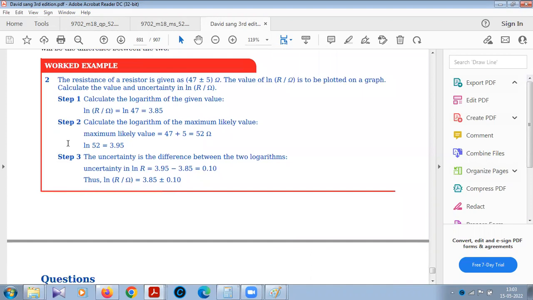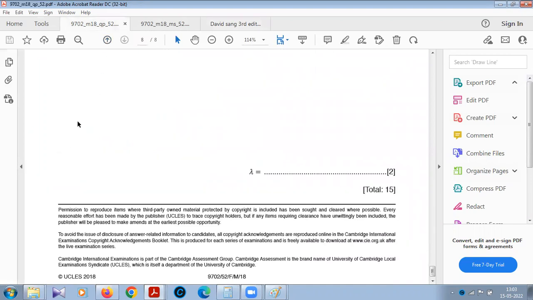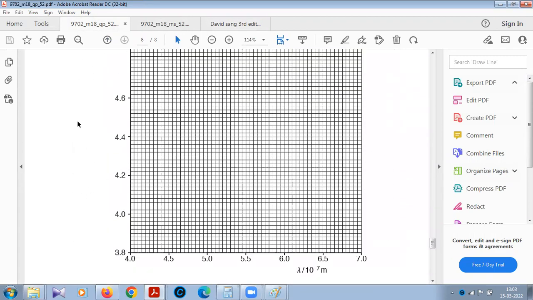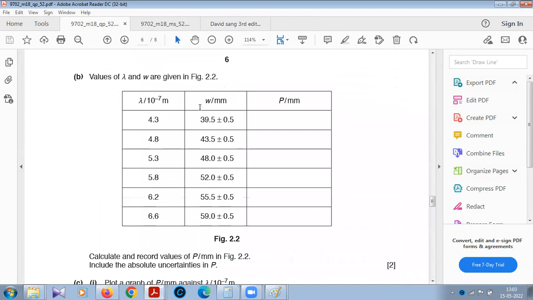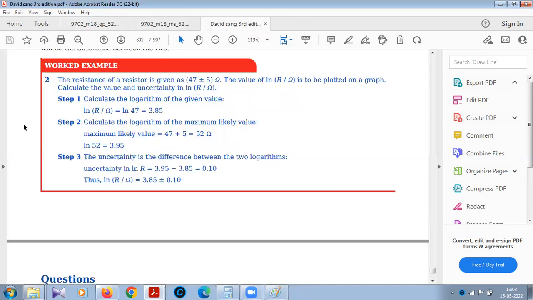Now one more thing. Sometimes they give you this table in the form of the log. Like they will give you log of lambda, log of w and log of p. So in that case also you have to find out the absolute uncertainty. How you can find out the absolute uncertainty for the log, that is a little different.